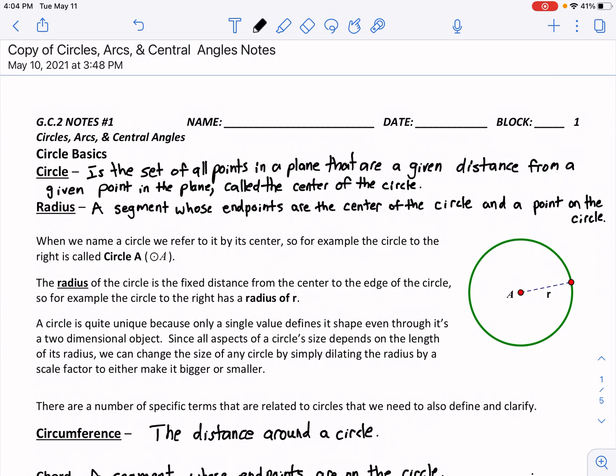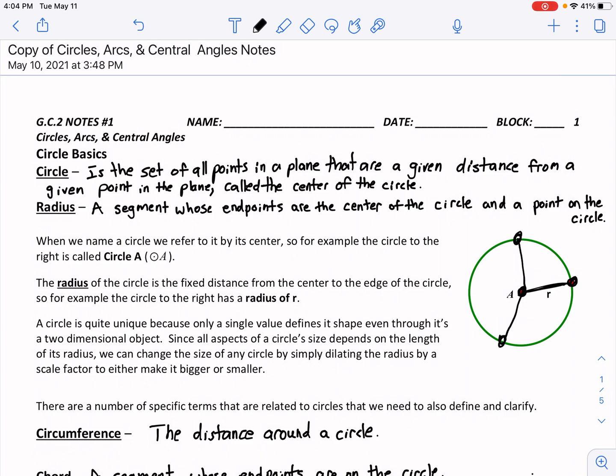And that distance is the radius. So the radius is a segment whose endpoints are the center of the circle and a point on the circle. So that distance we're referring to from the center to a point on the circle, that is our radius. That fixed segment, that fixed distance from any given point on the circle to the center, that's our radius.